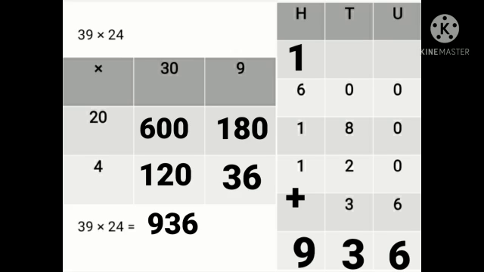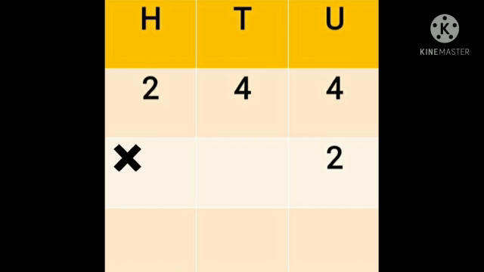Now students, we are going to solve multiplication by vertical arrangement. So here is our first example. 244 multiplied by 2. So the numbers we have arranged according to the place value. So first we will multiply units with units, then units with tens, and then units with 100. So let's start our multiplication.